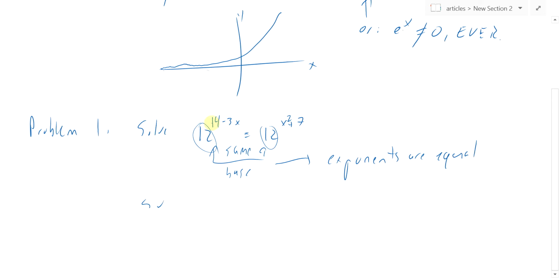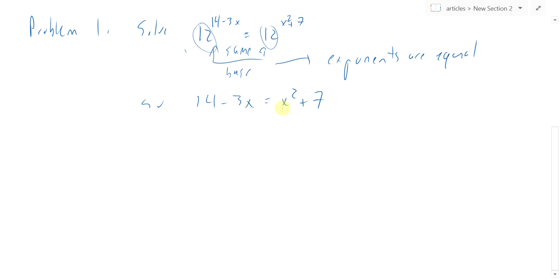So this problem turns into 14 minus 3x equals x squared plus 7. So how do you solve that? Well, it's a quadratic equation, because there's an x squared in it. How do you solve quadratic equations? Get everything onto one side. So we'll move the 14 minus 3x over to the right side.